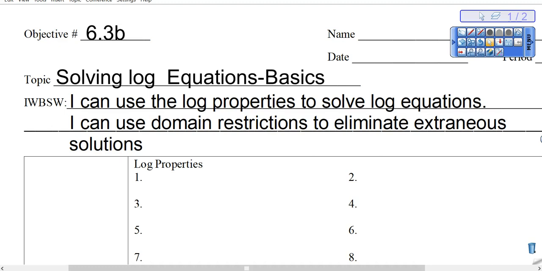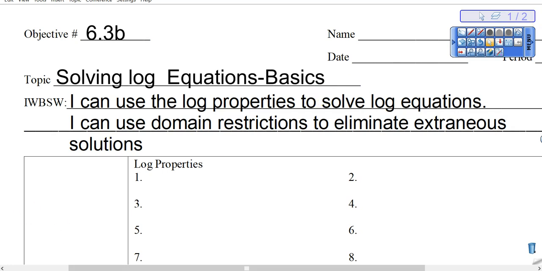So this is lesson 6.3b, going a little deeper into our study of logarithmic equations. Today we'll be solving some basic equations, but they will require some strategies. Three different strategies, in fact.